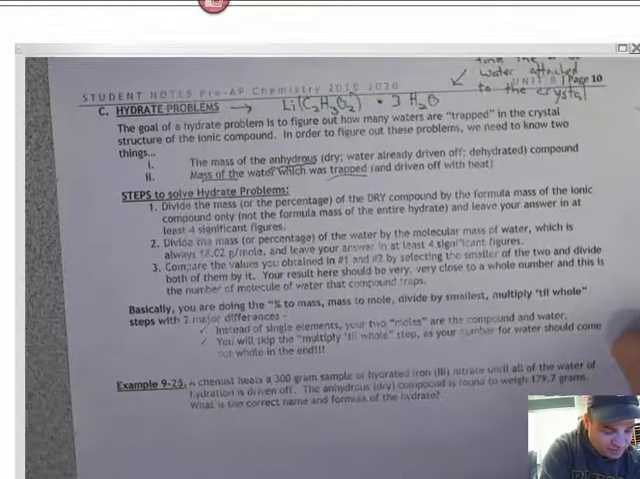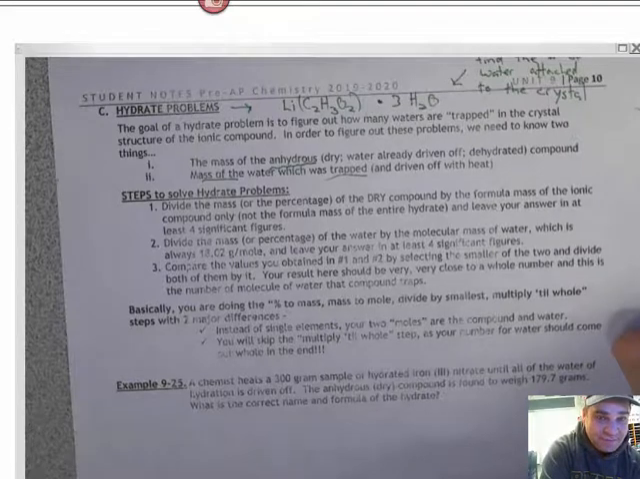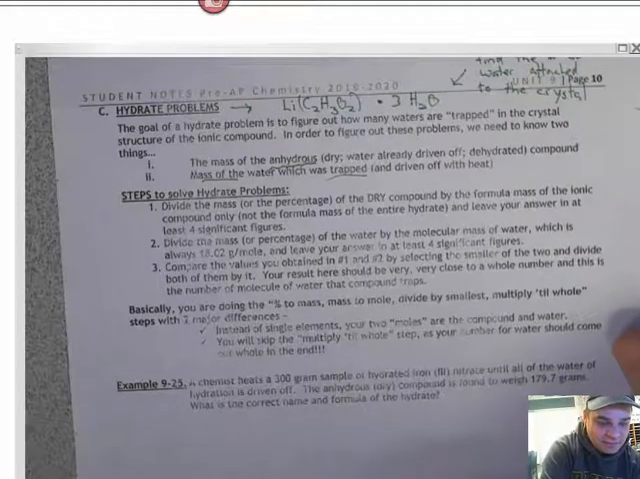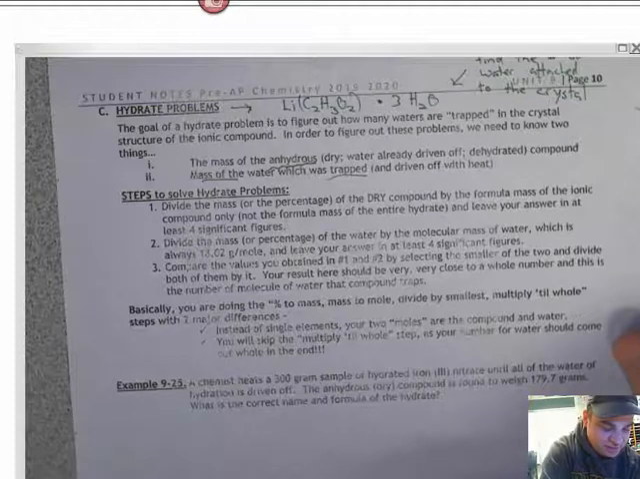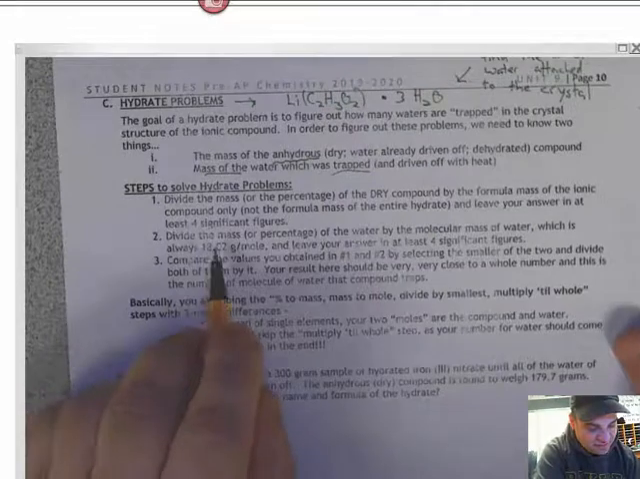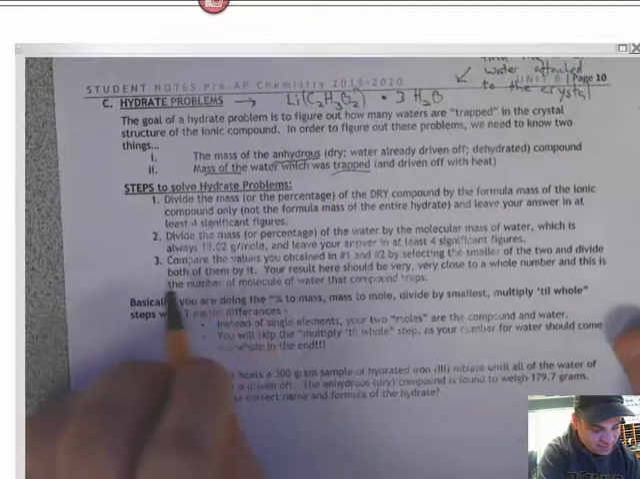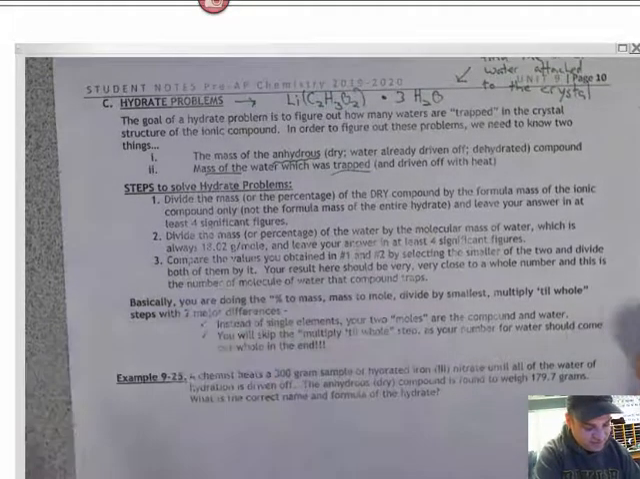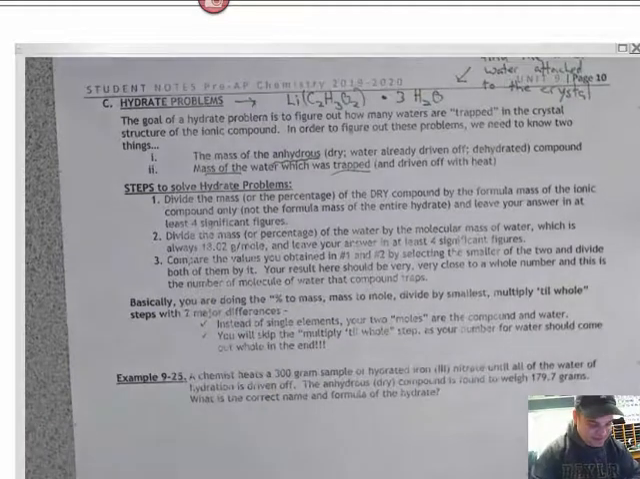It's pretty much the same process as we did for empirical formulas. So it's going to be percent to mass, mass to moles, divide by smallest, multiply the whole. There's not going to be any multiply the whole in these at all. So we're going to do 4 sig figs, 18.02, comparing the values. Okay, so here we go.